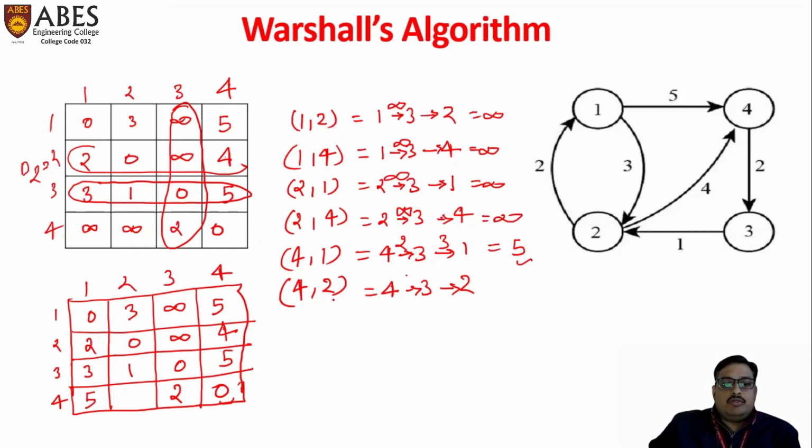Now come to 4,2. For 4 to 3, the cost is 2, and 3 to 2 is 1. So 2 plus 1 is 3. So 4 to 2 is 3, and the existing one is infinity, so we'll take this minimum one and write this as 3.